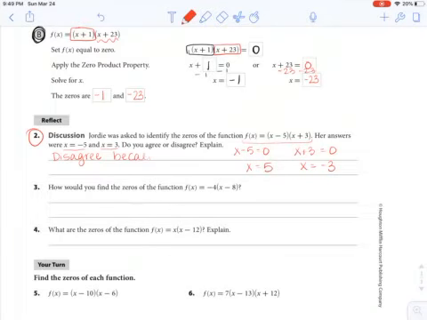because x equals 5 and x equals negative 3.